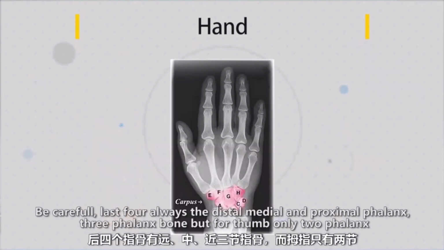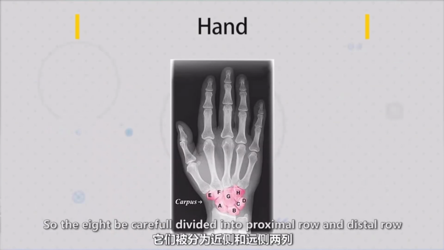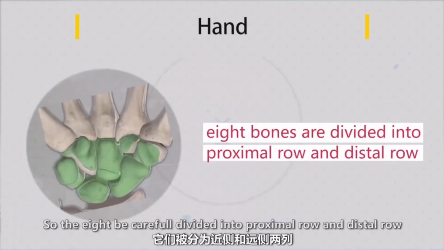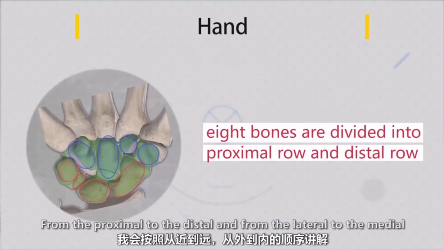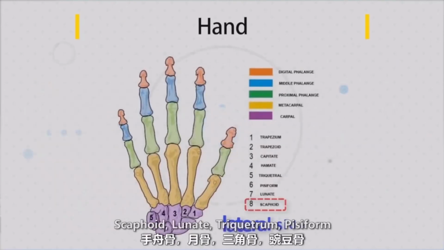Okay, so now we clarify the carpal bones, the 8. Be careful. We will find they are divided into 2 rows: the proximal row and the distal row. Each has 4. The positions go from the lateral side to the medial side, and I will show you one by one: scaphoid, lunate, triquetral, and pisiform. Okay, pisiform. So we have 4.